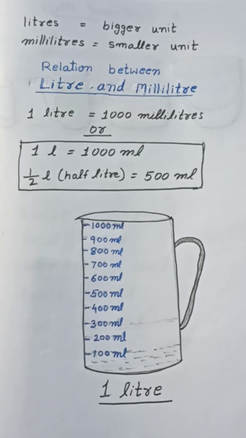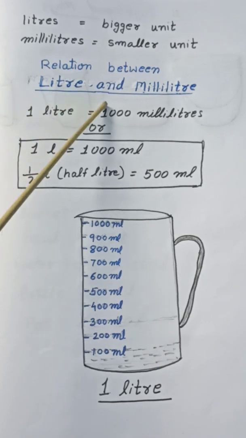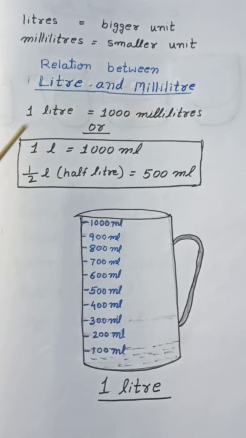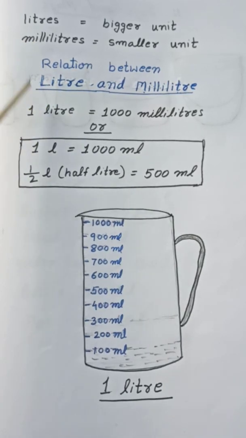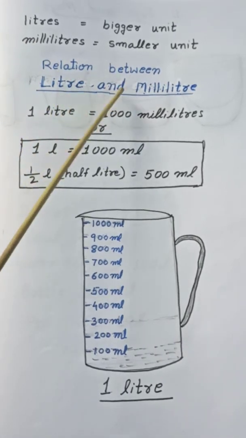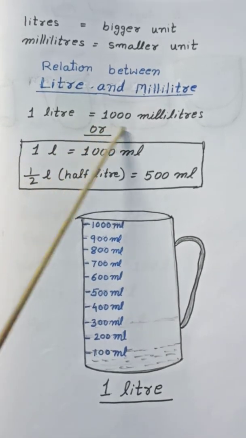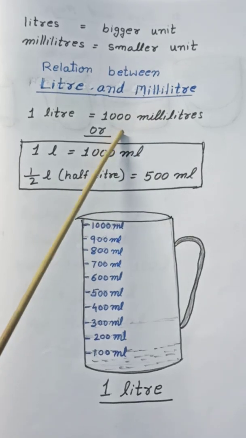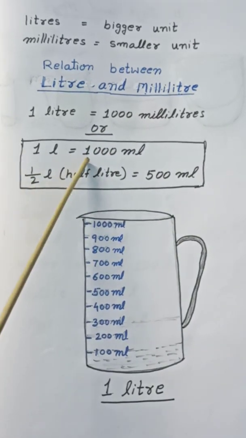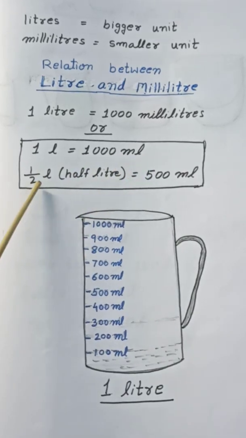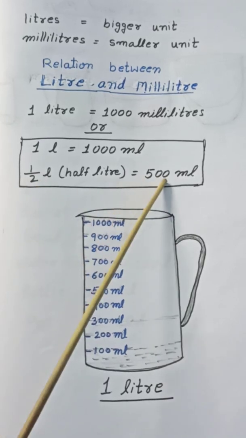Children, in this video we will learn the relation between liter and milliliter, right? So here, as we know, liter is a bigger unit and milliliter is a smaller unit. So here I have written 1 liter is equal to 1000 milliliters, right? In short, we write 1 L is equal to 1000 ml. So half liter is equal to what? How many milliliter? It is 500 milliliter.